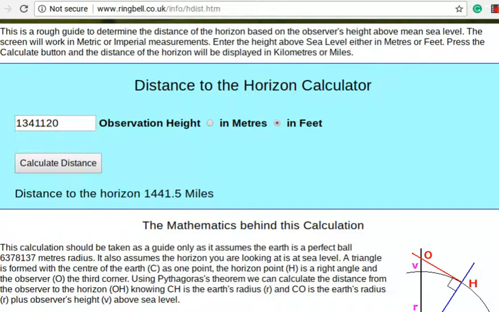And in comparison, the distance from the ground that you'd be directly above in the International Space Station to its horizon is only 1,441.5 miles. So you'd have to get higher up to make the horizon farther away, to see farther around the curve.